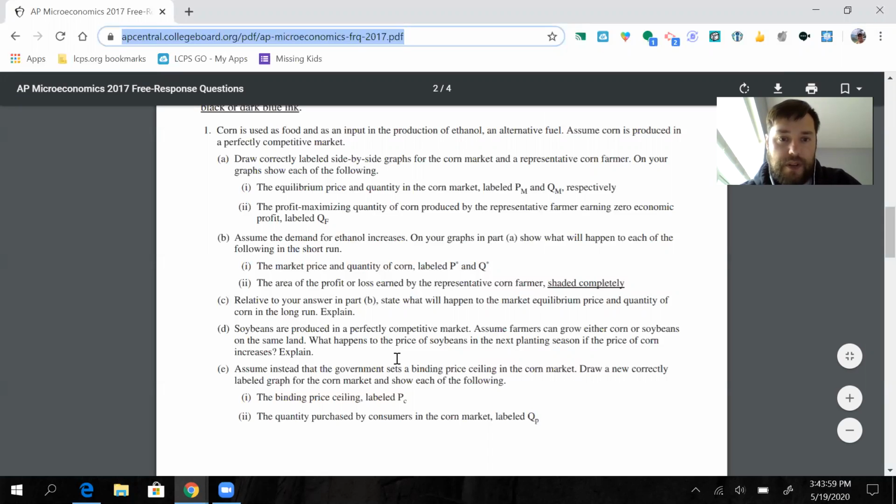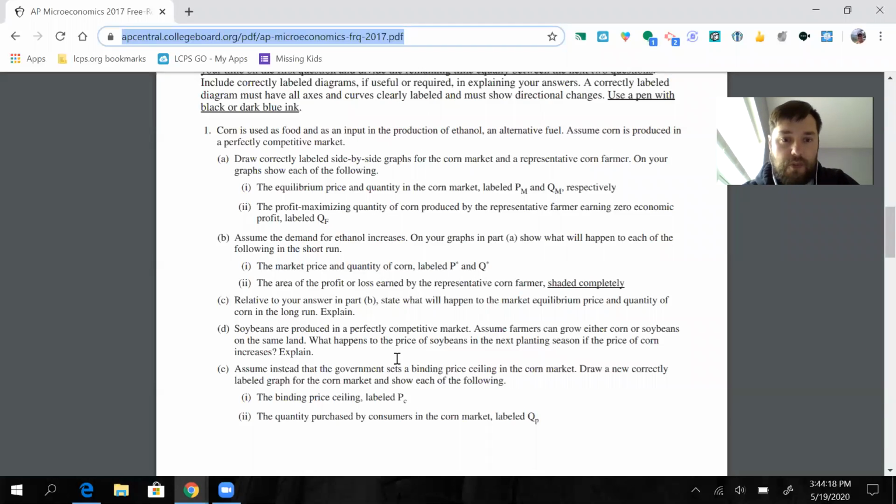On your graph, show each of the following. Okay, equilibrium price and quantity in the corn market. Label PM and QM. The profit maximizing quantity of corn produced by the representative farmer earning zero economic profit, labeled QF. So that's important to know. Those are characteristics of the perfectly competitive market to begin with.